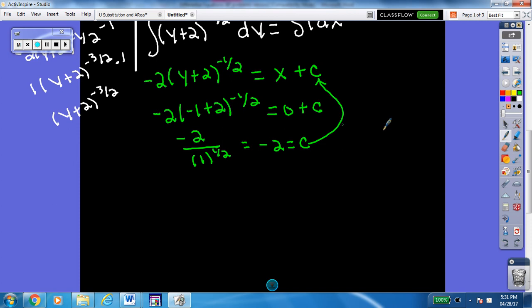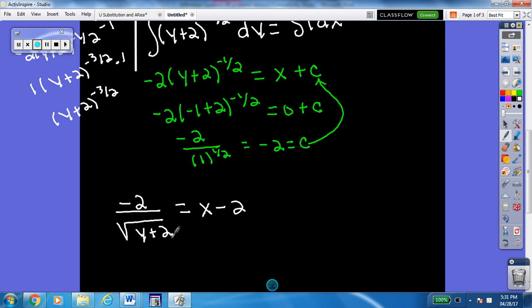So I've got my c, so now I can take it back and put it where it belongs. Let's clean this up a little. It's going to be negative 2 over the square root of y plus 2, and that is going to equal x minus 2. So we've separated the variables, we've taken the integral, we found the plus c. The next step is to solve for y.